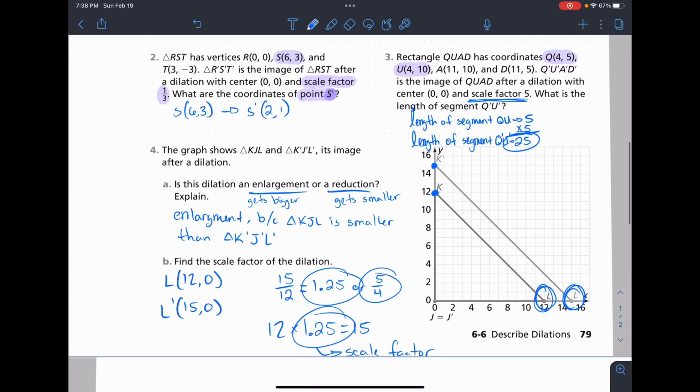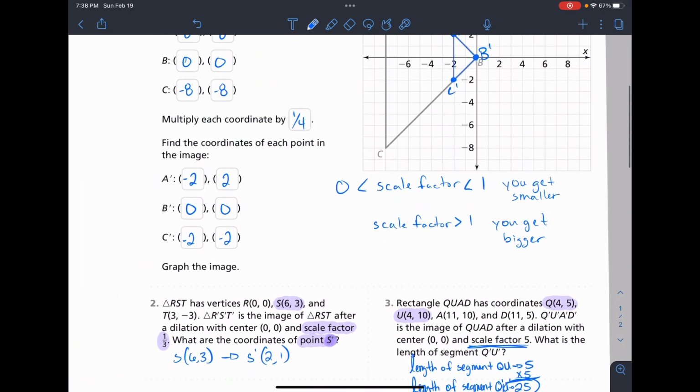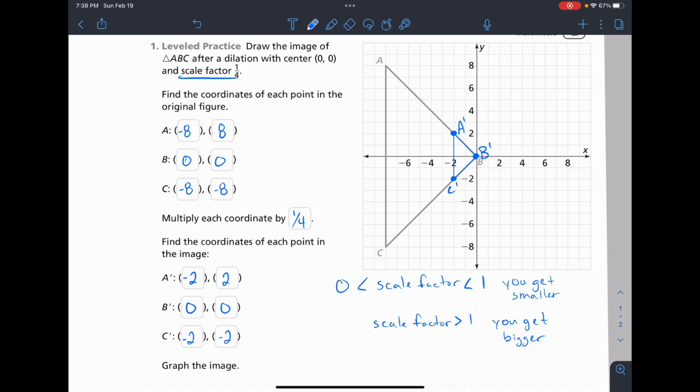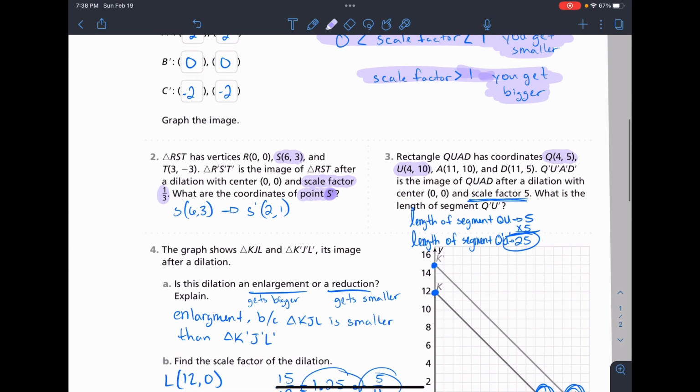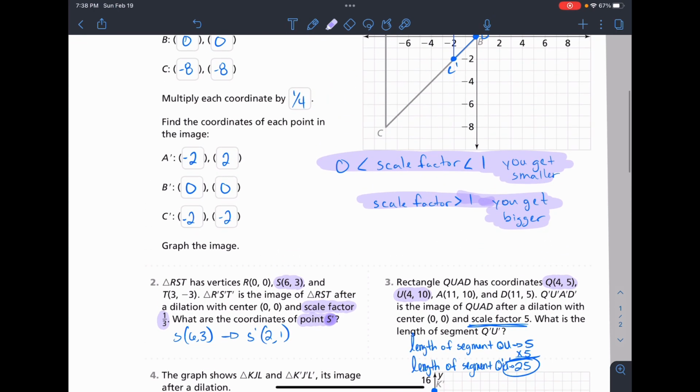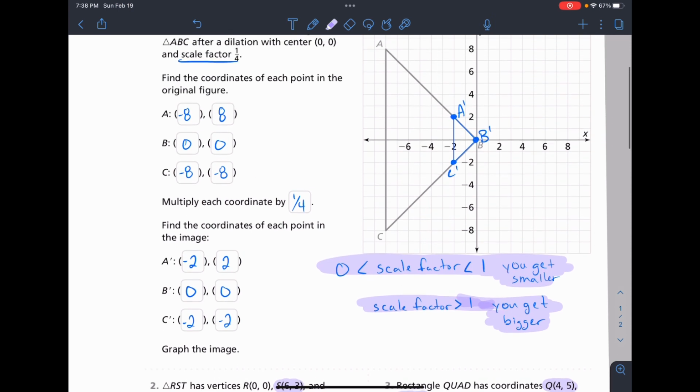I think after about 4 problems, you guys should be able to manage this. I guess the key point here to remember is this information down here. So try not to forget this. If your scale factor is between 0 and 1, you get smaller. And if your scale factor is greater than 1, you're going to get bigger. Hence the words enlargement and, what was the other one they used? Reduction.